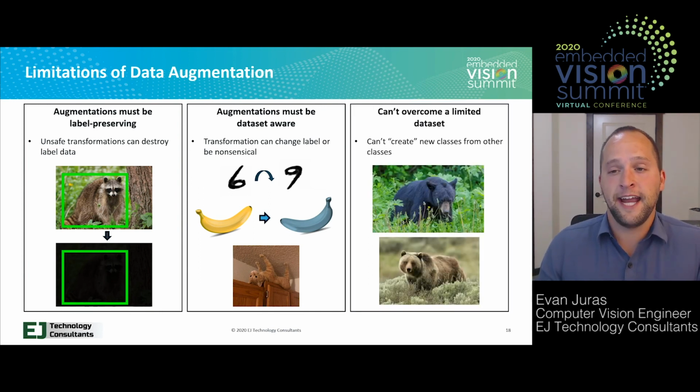And finally, you can't use data augmentation to overcome a limited data set. You can't create new classes from other classes. So I'm from Montana, and I thought I would throw a bear example in here for everybody. Quick quiz. Of these two images, which one is the black bear and which one is the grizzly bear? Hopefully you're able to identify that the black bear is the one on top and the grizzly bear is the one on bottom. The way you can tell is that grizzly bears have more rounded ears, while black bears have pointier ears, and grizzly bears also have this big hunch over their shoulders that black bears don't have.